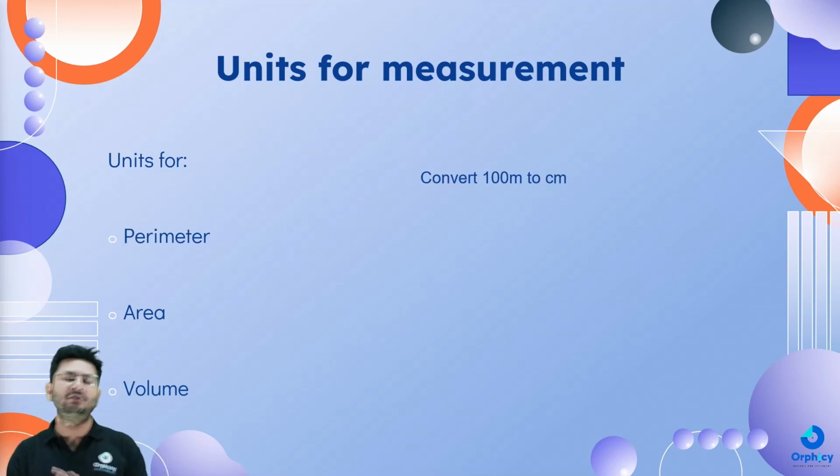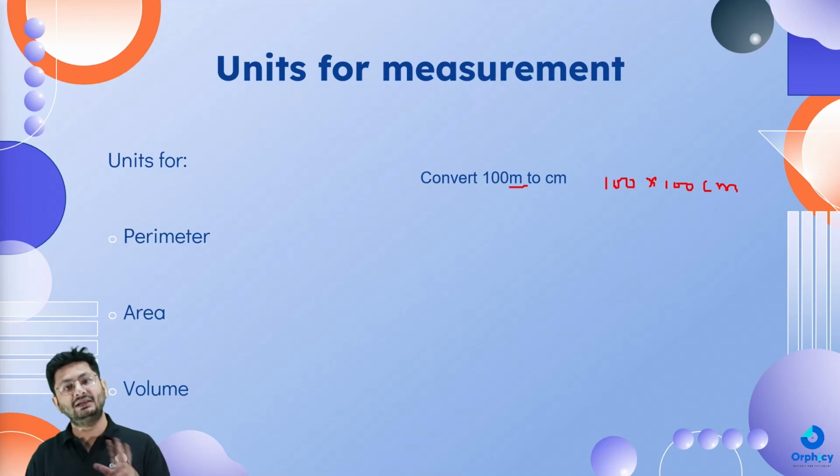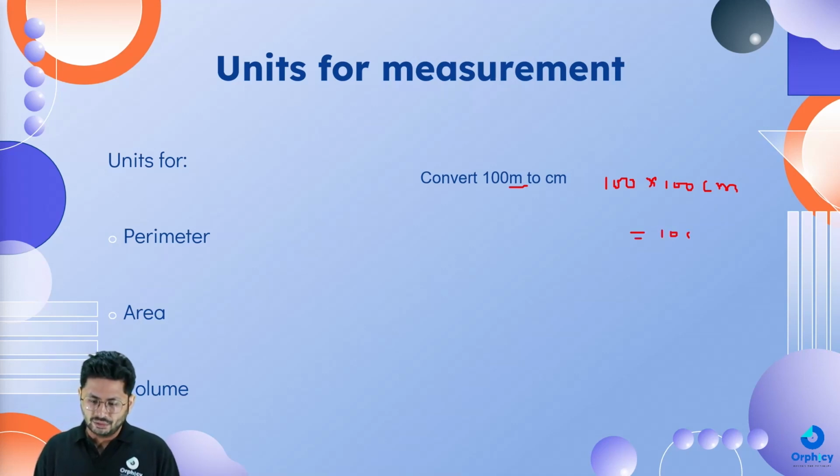So now let's do a question on the same. We need to convert 100 meters into centimeters. We already know 1 meter is equal to 100 centimeters. So 100 meters will be written as 100 into 100 centimeters, because the conversion of 1 meter is 100 centimeters. So this would be equal to 10,000 centimeters.